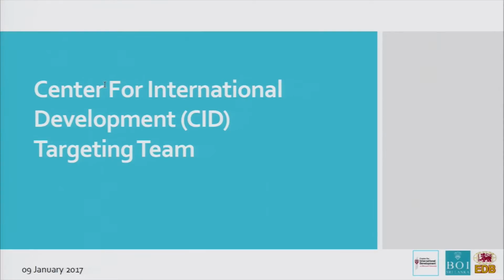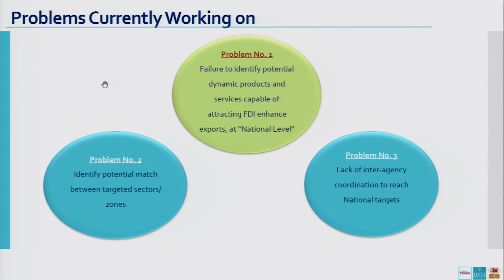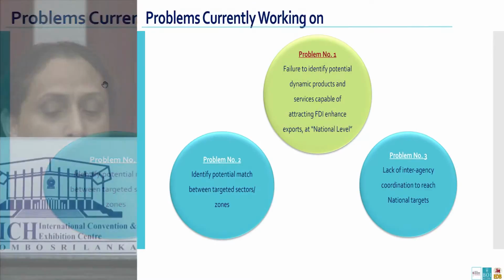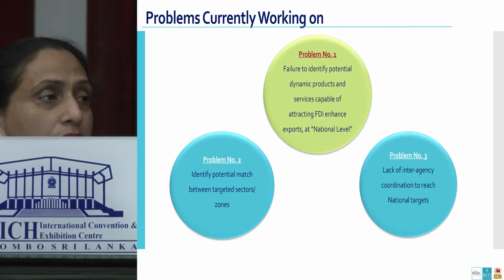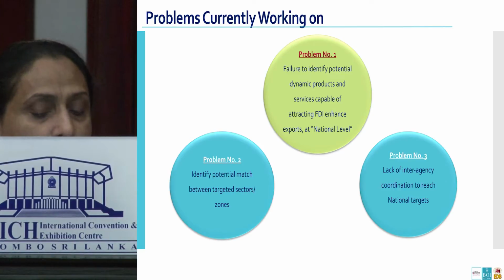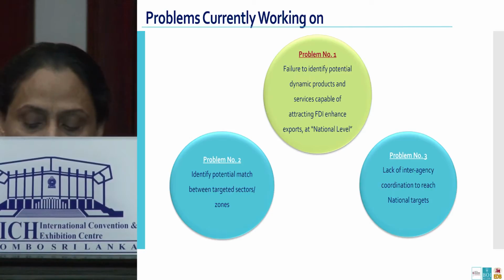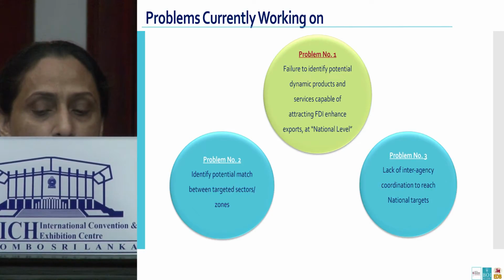with this outcome. The main task given to the T team was to identify problem one, the failure to identify potential dynamic products and services capable of attracting FDI and also enhancing exports at a national level. Number two was to identify potential markets to match the sectors with zones or the areas of location. Number three, we identified lack of interagency coordination to reach national targets. So with this, we mainly focused on problem one, but at the same time, simultaneously, we worked on problem two and problem three as well.